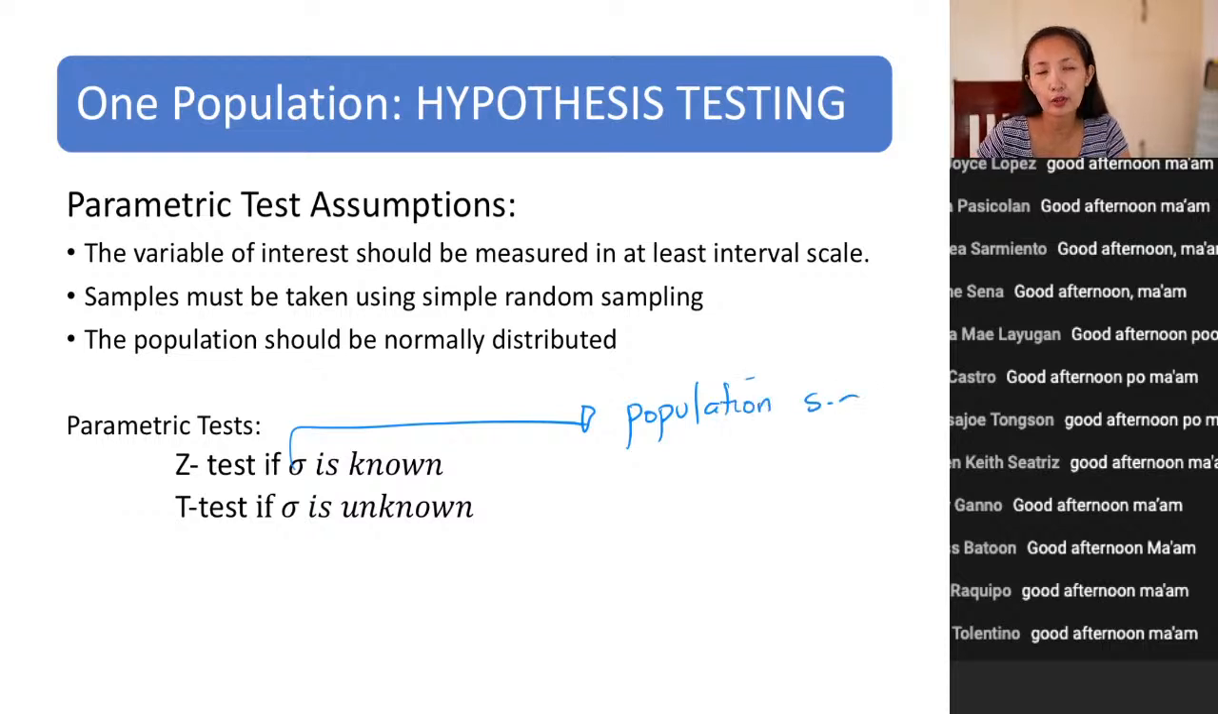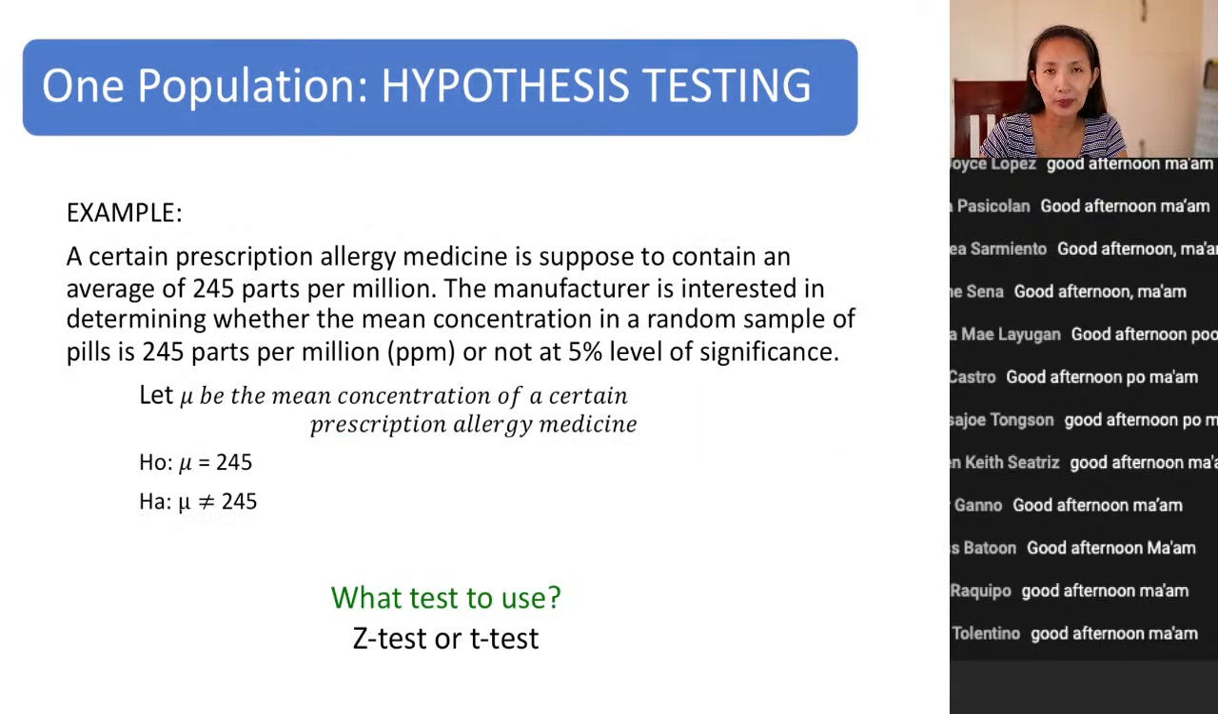Is d na lang, walang space. Okay, so if the population standard deviation is known, then we can use z-test. Otherwise, t-test pag hindi given ang population standard deviation. Now, let's look into one example.